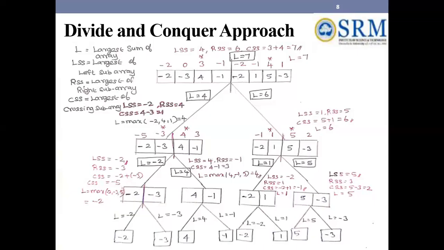Now find out the L value. That is the maximum of LSS, RSS and CSS: 4, 6, 7. So the maximum is 7. So the root node L value is the final result. That is the largest subarray sum for the given problem. So this is the divide and conquer approach.